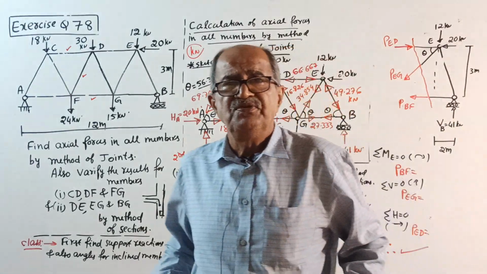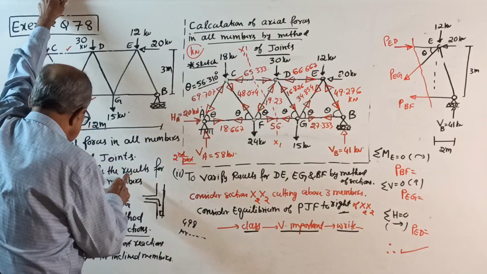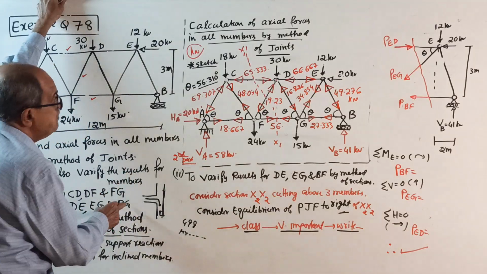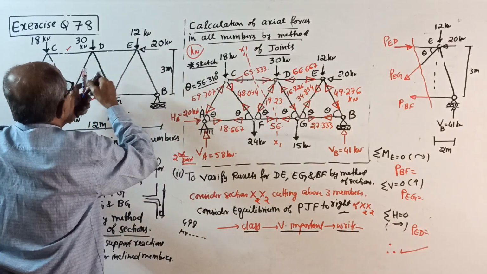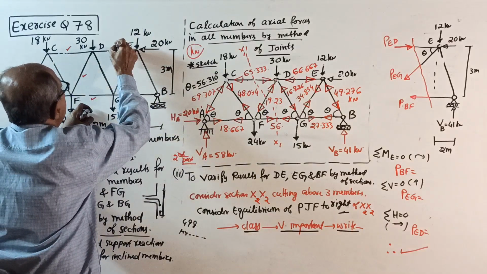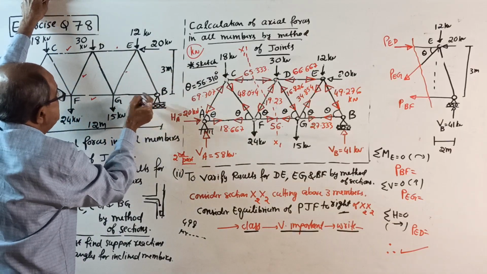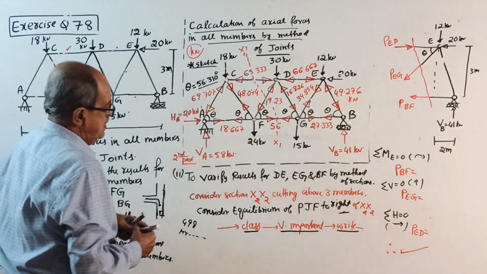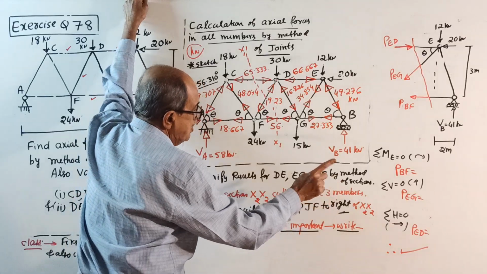Now, second part of the question: to verify the results for DE, EG and BG. DE, see now, this member, I put a dot here. DE, then EG and BG, this member. So, consider section X2, X2, cutting above 3 members.